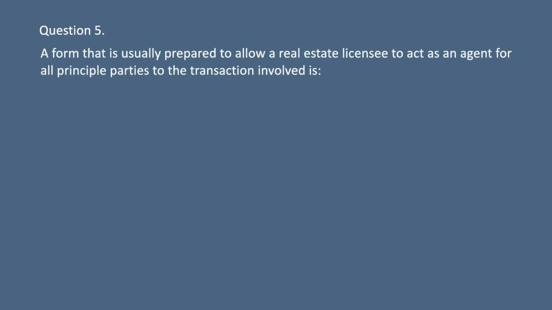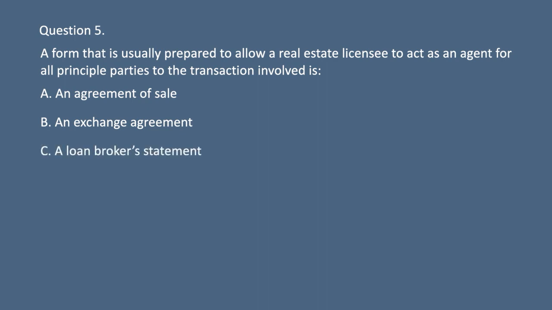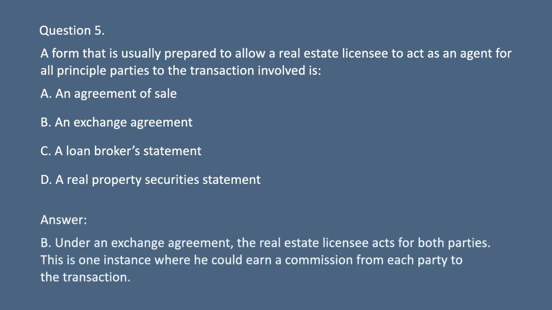Question 5. A form that is usually prepared to allow a real estate licensee to act as an agent for all principal parties to the transaction involved is A. An agreement of sale. B. An exchange agreement. C. A loan broker's statement. D. A real property security statement. Answer. B. Under an exchange agreement, the real estate licensee acts for both parties. This is one instance where he could earn a commission from each party to the transaction.